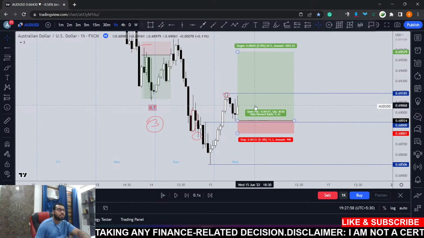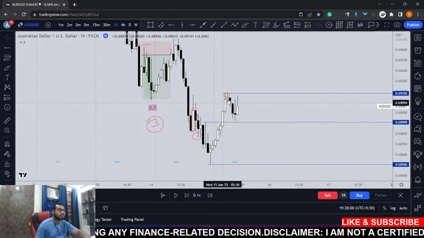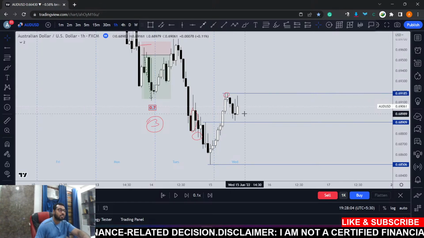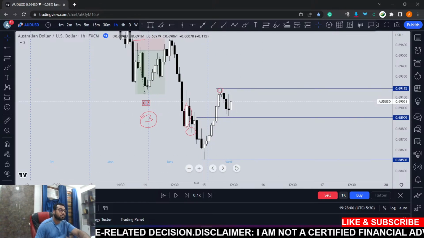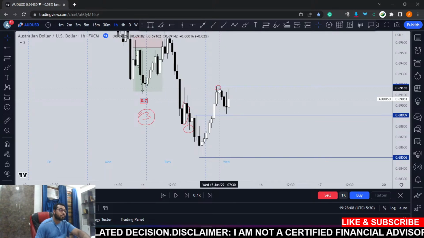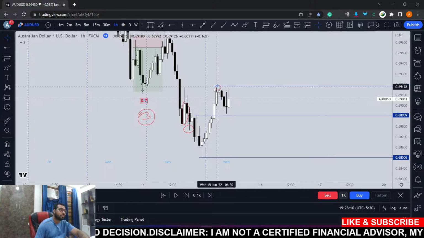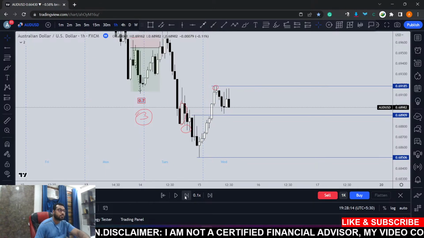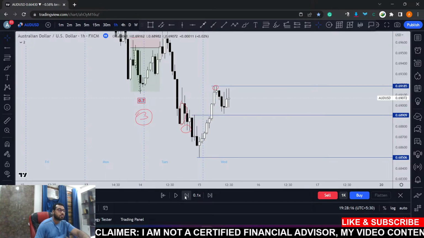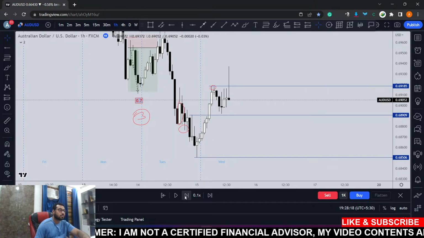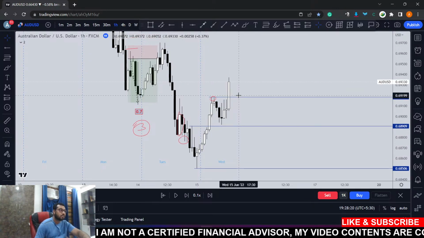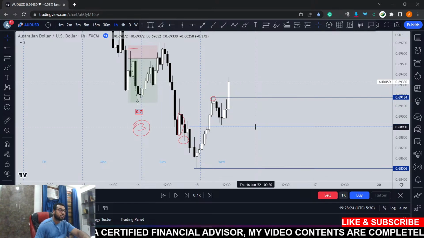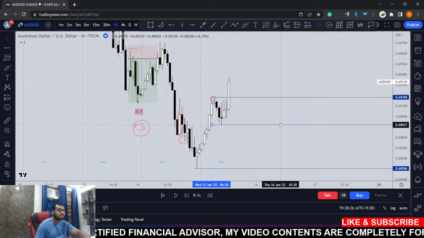But the problem with this entry is that we have some wicks at the top. If it has some wicks, then it needs some range. But if you would have no wicks, then you could take this entry. You have to check each and everything.